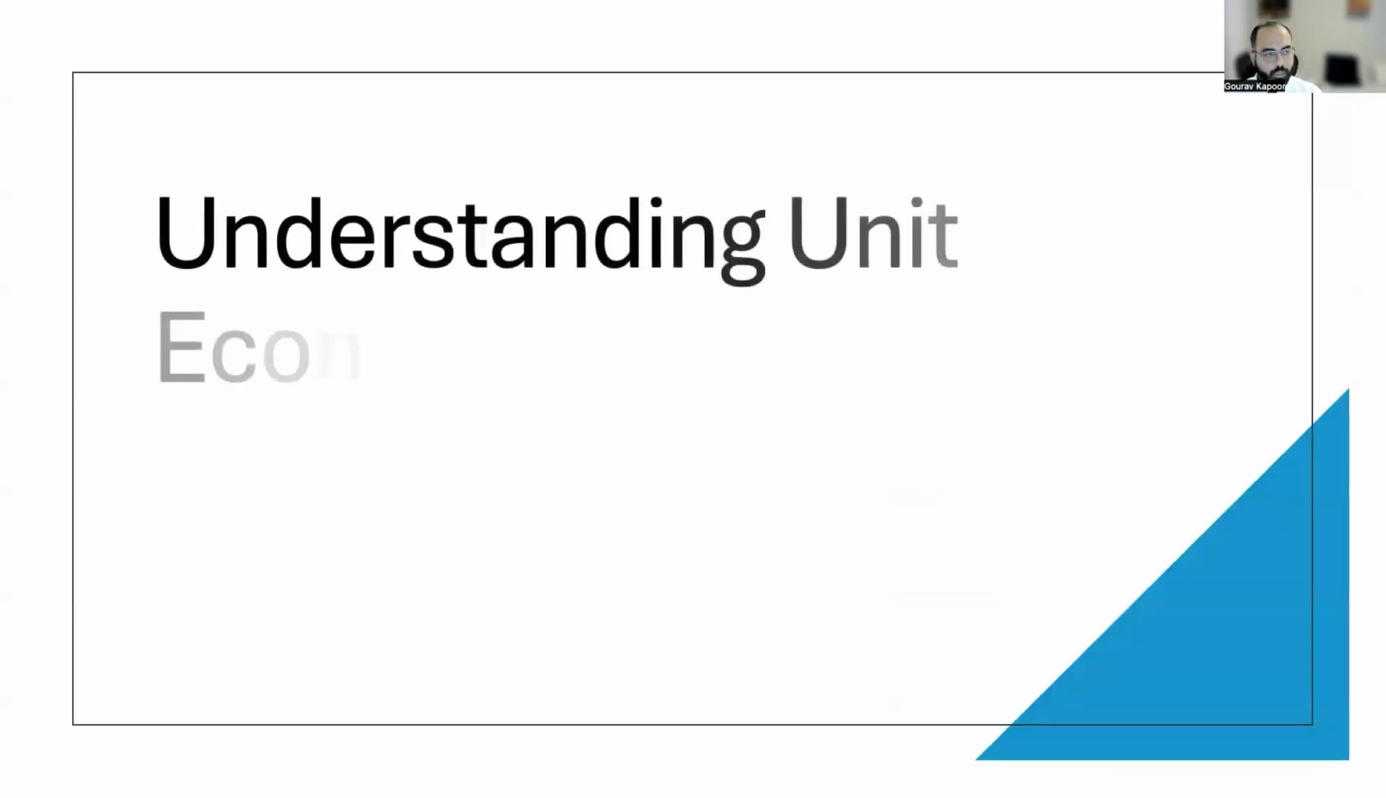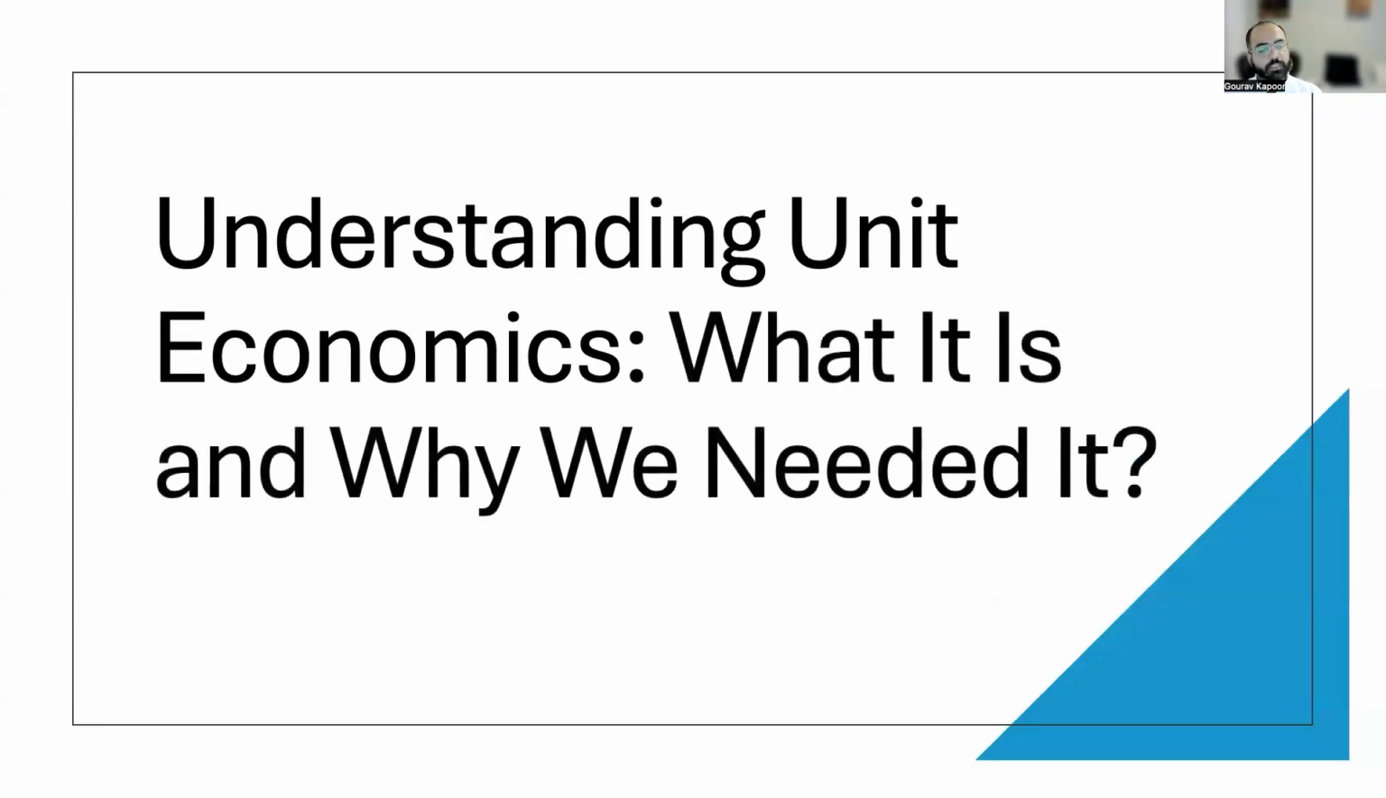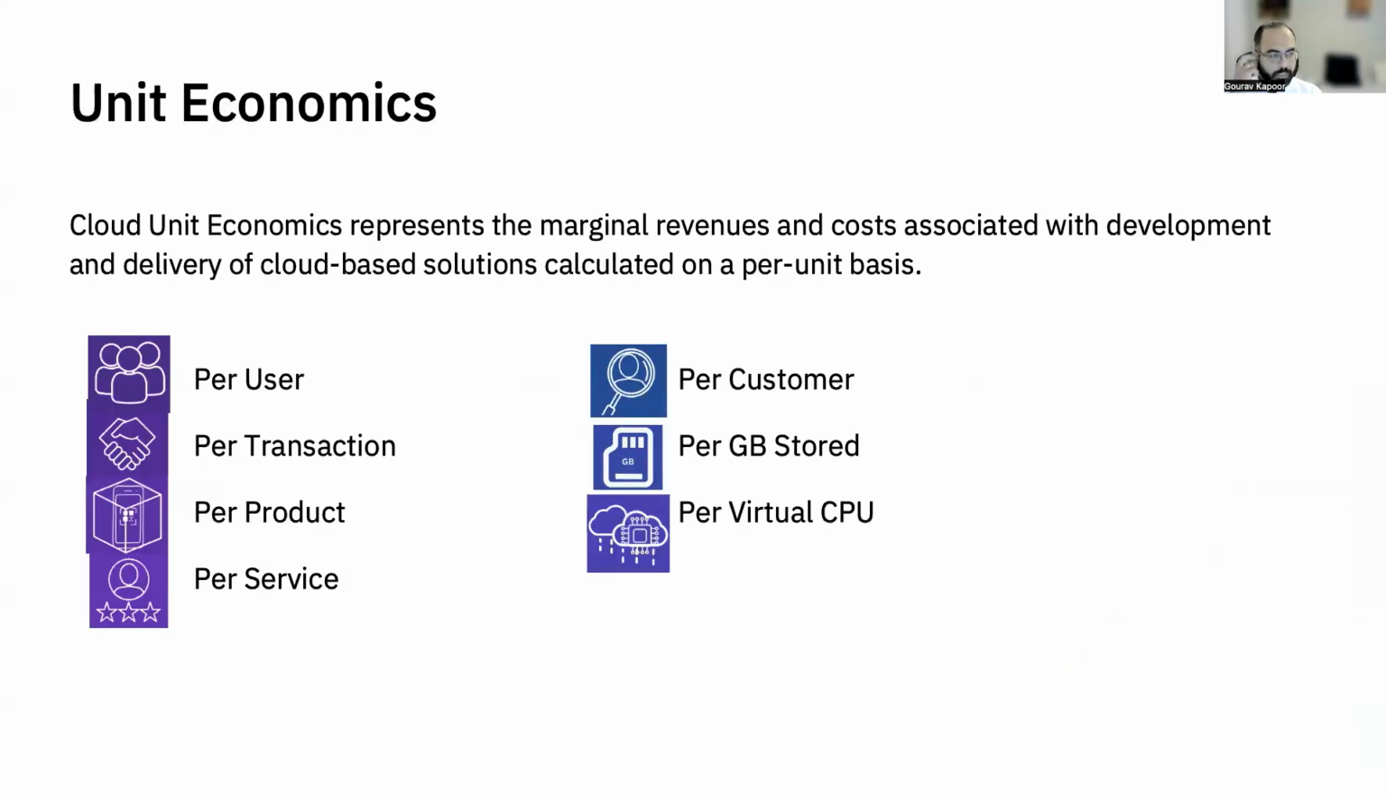All right. So the first thing is understanding unit economics, what it is and why we needed it, right? This is a textbook definition of unit economics pretty much, right? We talk about cloud unit economics to present the marginal revenues and the costs associated with the development and delivery of pretty much the solutions, all right? The key here is that solutions are calculated on a per unit basis, right? So the key here is the unit, right? And this unit could be different for different organizations and different teams and different products, right? And these are some of the examples shown here.